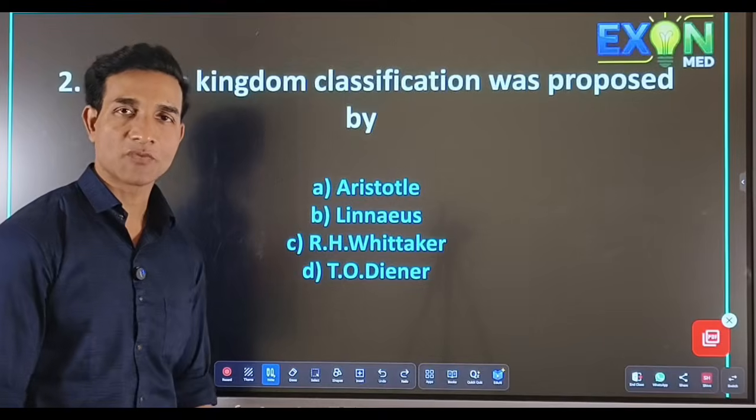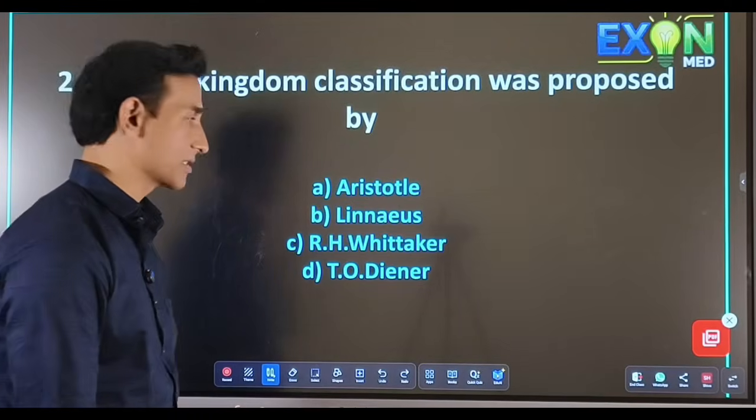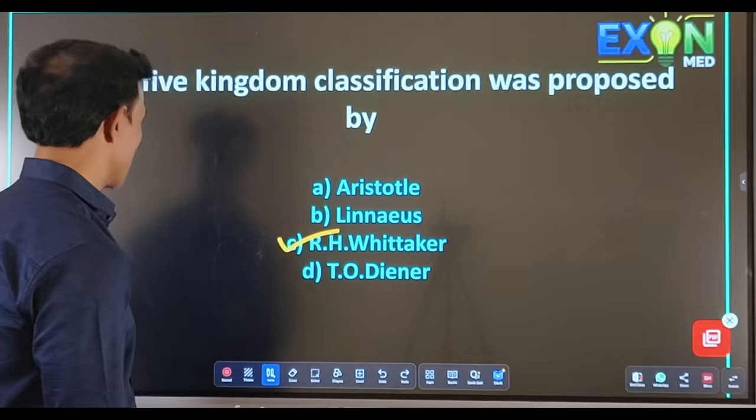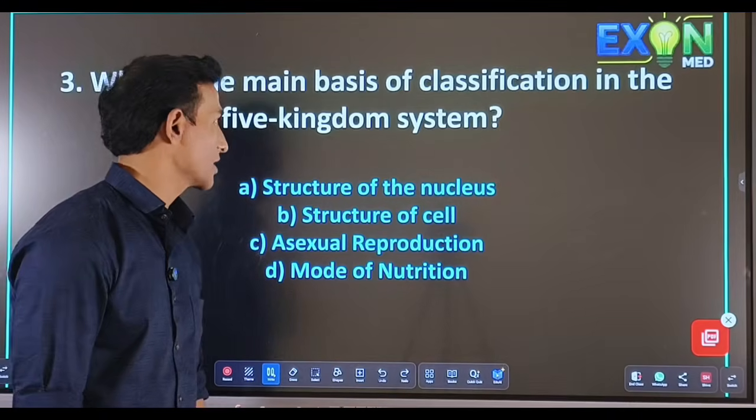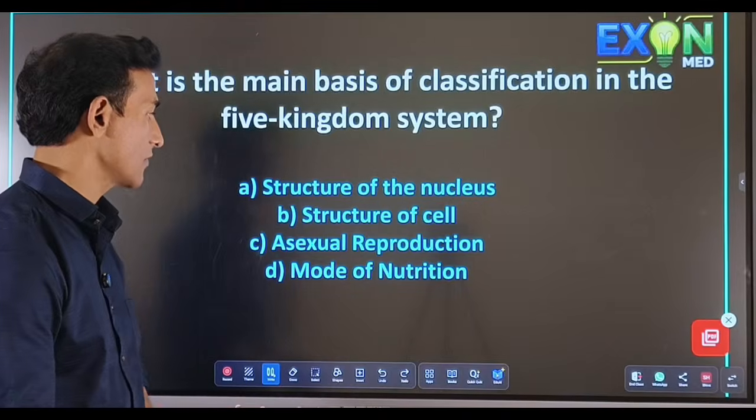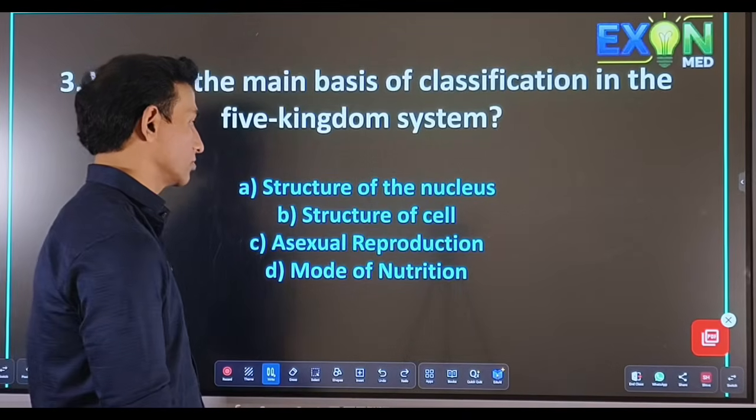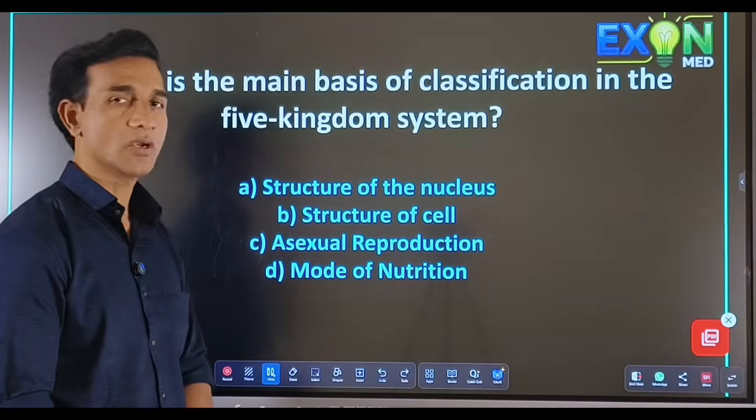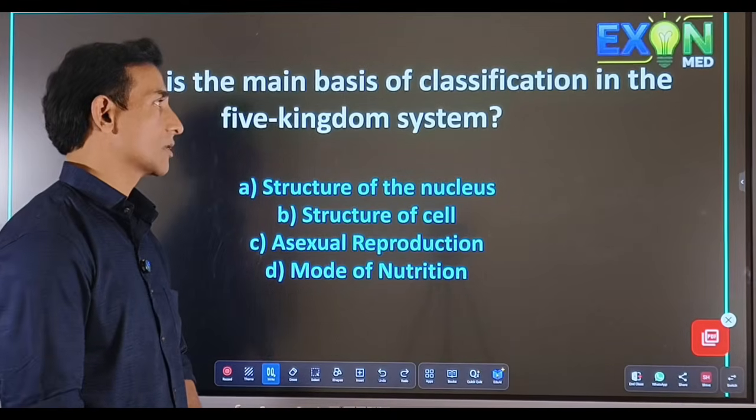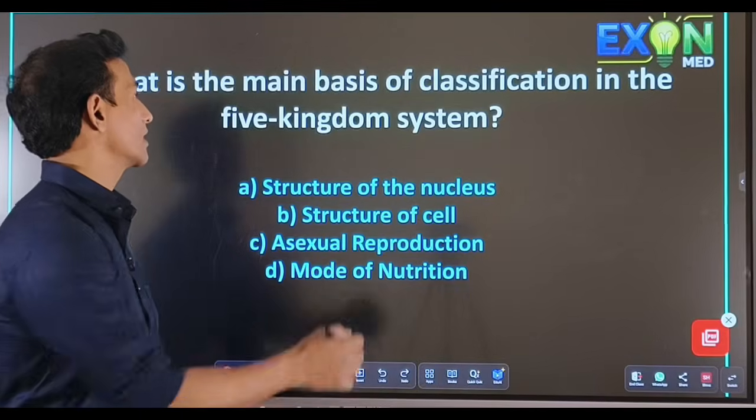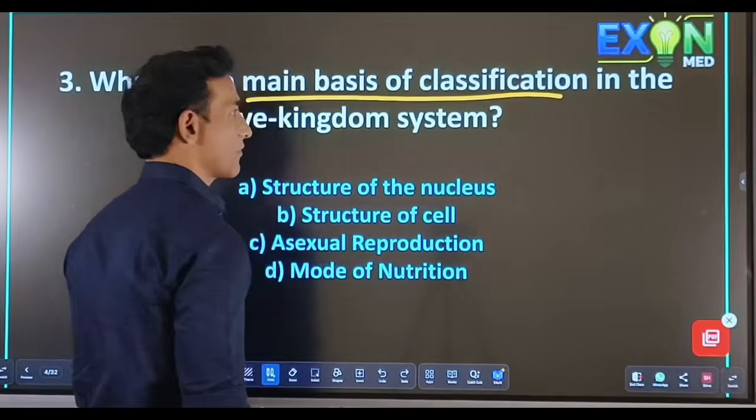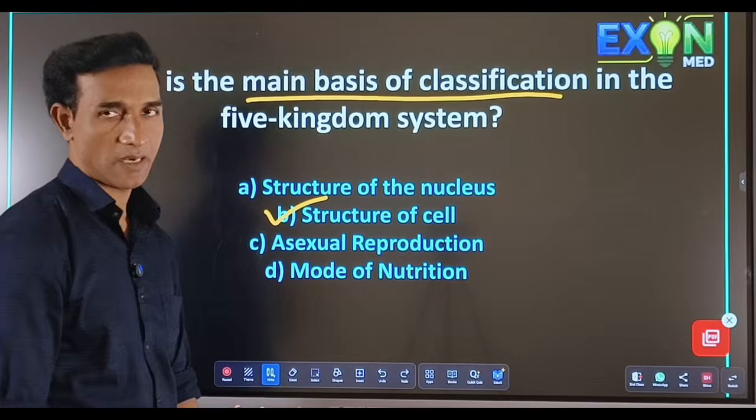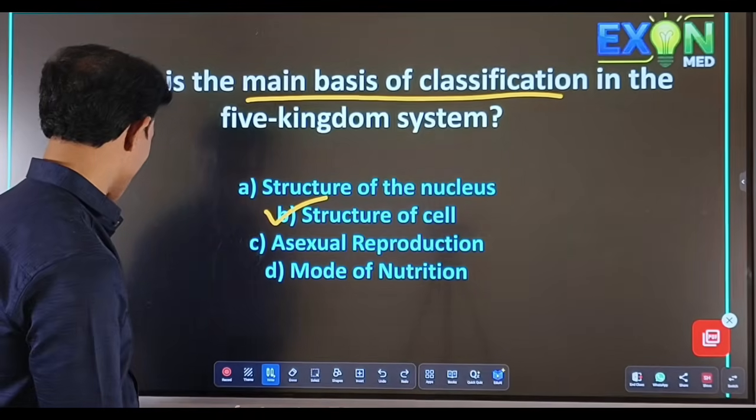The 5 kingdom classification was proposed by, just now we discussed that, it was proposed by R.H. Whittaker. What is the main basis of classification in the 5 kingdom system of classification? Option A, structure of the nucleus; structure of cell; asexual reproduction; mode of nutrition. So here the main basis is structure of cell. So that is the correct option.